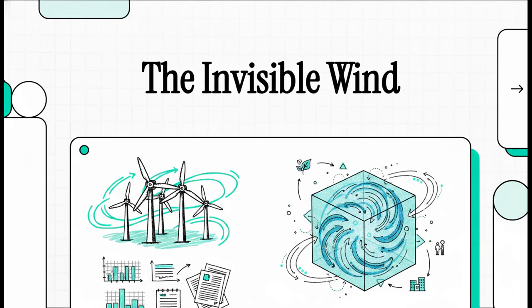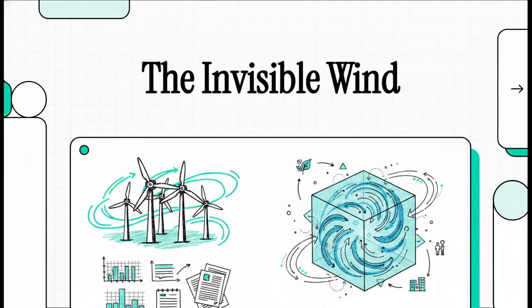Welcome to this explainer. Today, we're diving into a genuinely fascinating challenge, right at the intersection of environmental science and cutting-edge web technology. We're going to tell the story of taking something completely invisible, wind, and turning it into an interactive 3D digital twin. You see, environmental impact assessments, or EIAs, are absolutely crucial for figuring out how a new development is going to affect an ecosystem.